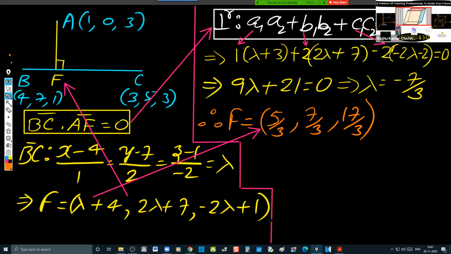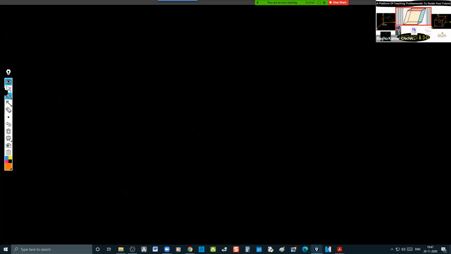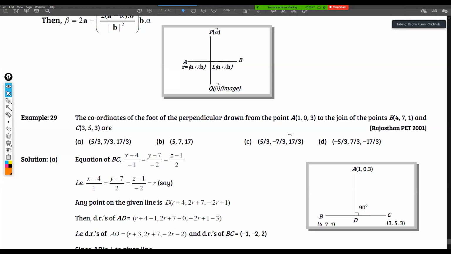Now, if you're not willing to do the method in this type of problems, you can straight away go for cross verification with the options. Pranit, how to go for the cross verification of options? Let us see that. Okay, sir. What is the answer we have got? Yeah, option A, we have got it.